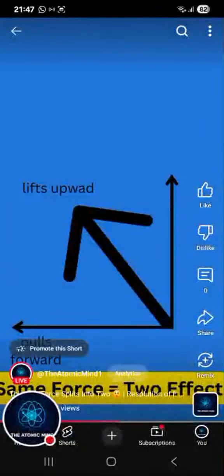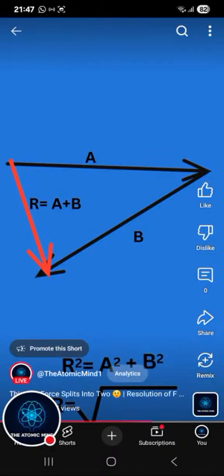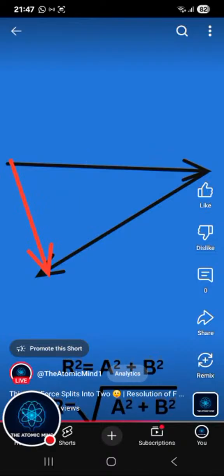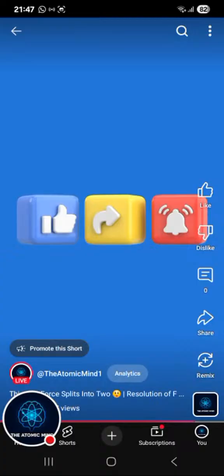Same force, two effects. Now here is the reverse idea. The resultant force is one single force that replaces these components. We find its magnitude using Pythagoras theorem and its direction using trigonometry. This tells us how strong the force is and where it acts. Physics becomes easy when you break forces smartly.